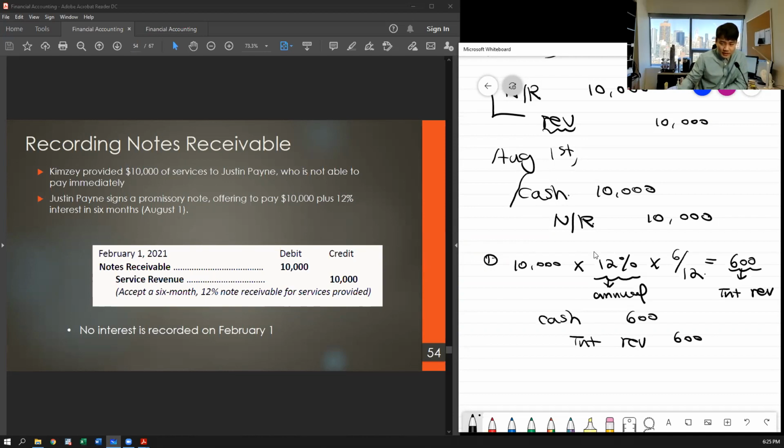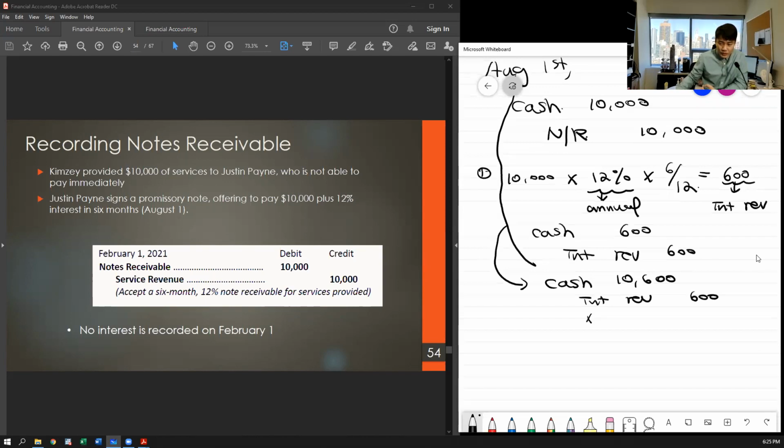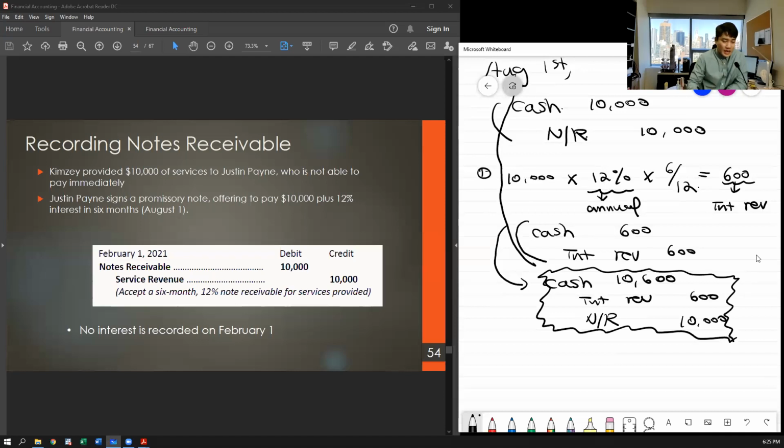So if I can just summarize everything here, the company is receiving cash of a total of $10,600, interest revenue of $600, and the original notes receivable of $10,000. This is the simplified version of a journal entry. And these two separate journal entries are basically the details of what's happening that's associated with the notes. So it's not that difficult.